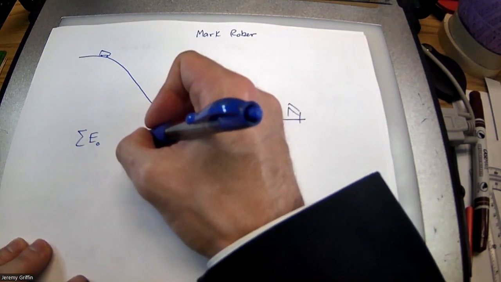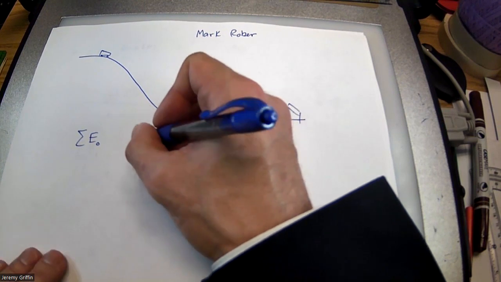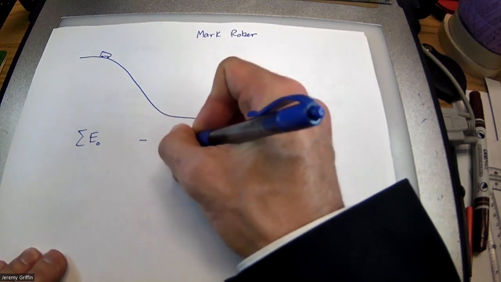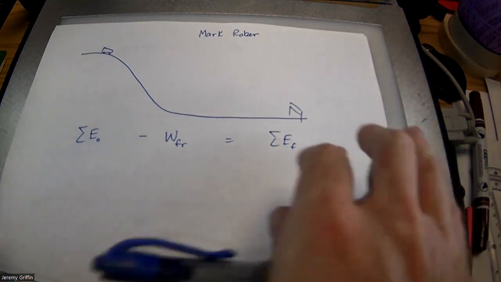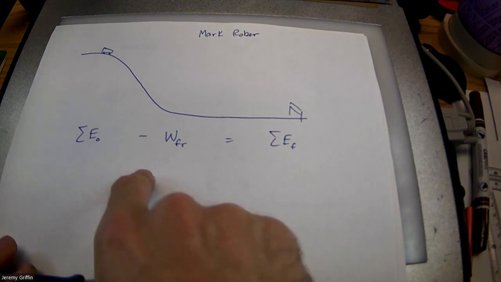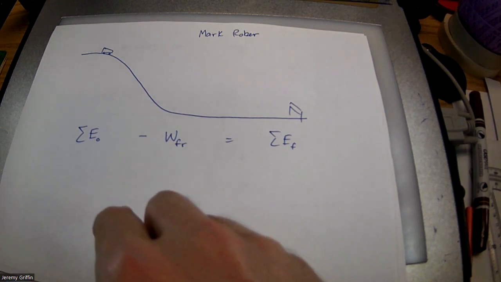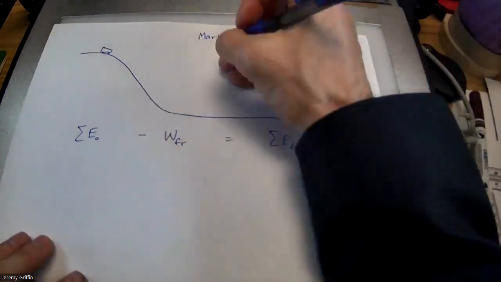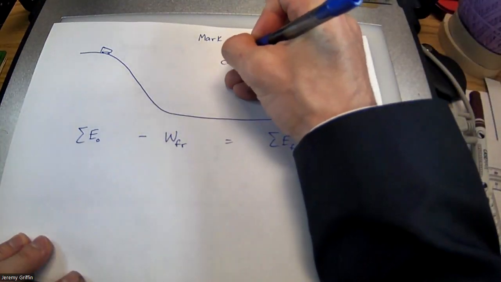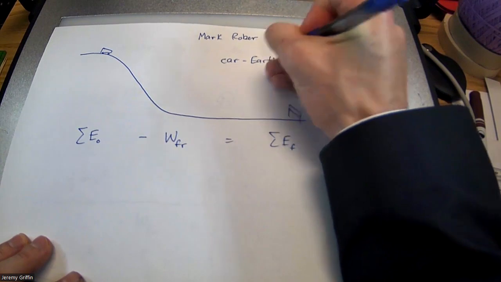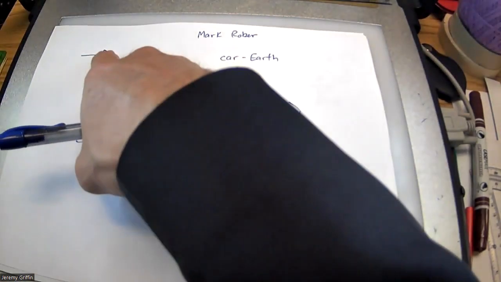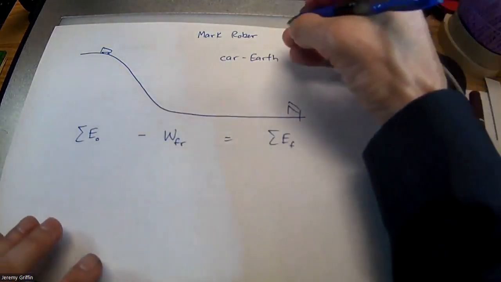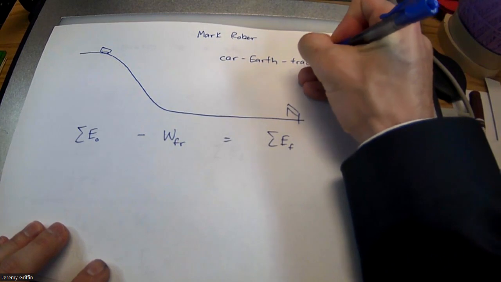Do you guys know the work-energy theorem? The work you do on something is the energy it changes by. I'm going to say minus work done by friction is equal to the energy that you end up with. But I'm just going to rearrange this so it looks like a closed system. Because if there's friction acting on the car and you consider the car-Earth system, that would be an open system if there's friction between the wheels and the track. If you include the track, then maybe you close it again.